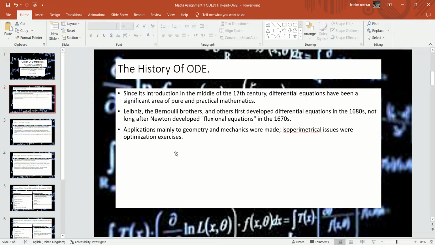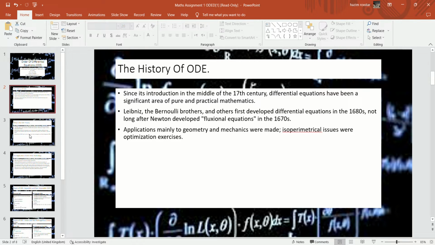Leibniz, the Bernoulli brothers, and others first developed differential equations in the 1680s, not long after Newton developed fluxional equations in the 1670s. Applications mainly to geometry and mechanics were made. Isoperimetrical issues were optimization exercises.